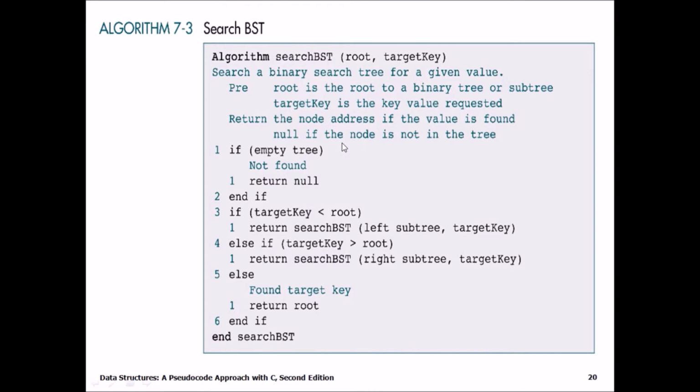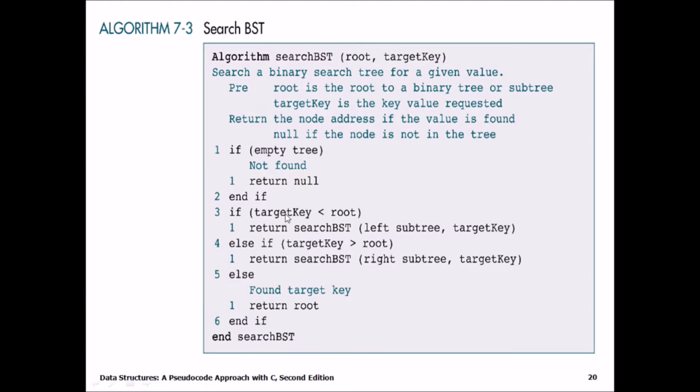So this is the algorithm. We have to find the target key, the number which needs to be found. So, searching a binary tree for a given value: the root is the root of a binary tree or a subtree. Target key is the key value requested, and we return the node address if the value is found, null if the value is not in the tree. So if it is an empty tree, you don't have the number, return null.